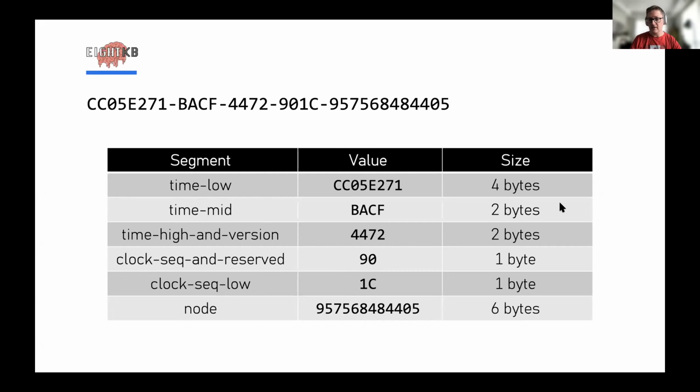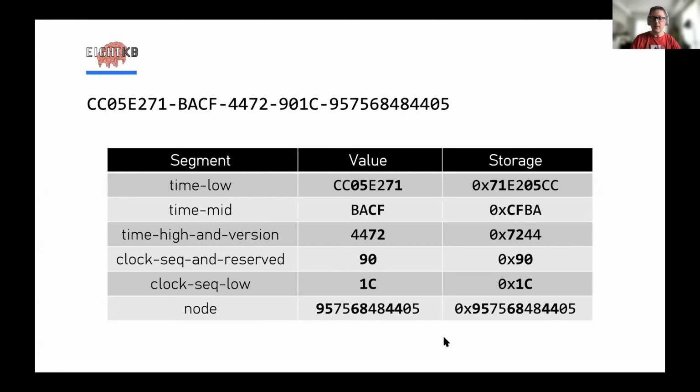Those are the 16 bytes that we spoke about. And this is how it's stored on disk: time low, time mid, time high, clock sequence, clock sequence. All of these are stored in reverse. Well, obviously these are only 1 byte each, so they're not technically stored in reverse because there's nothing to reverse. But all of these are byte reversed except for the node.